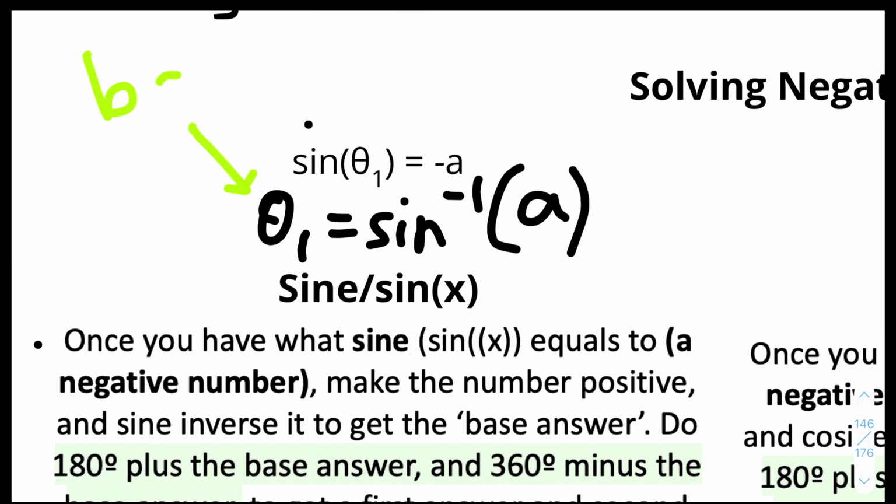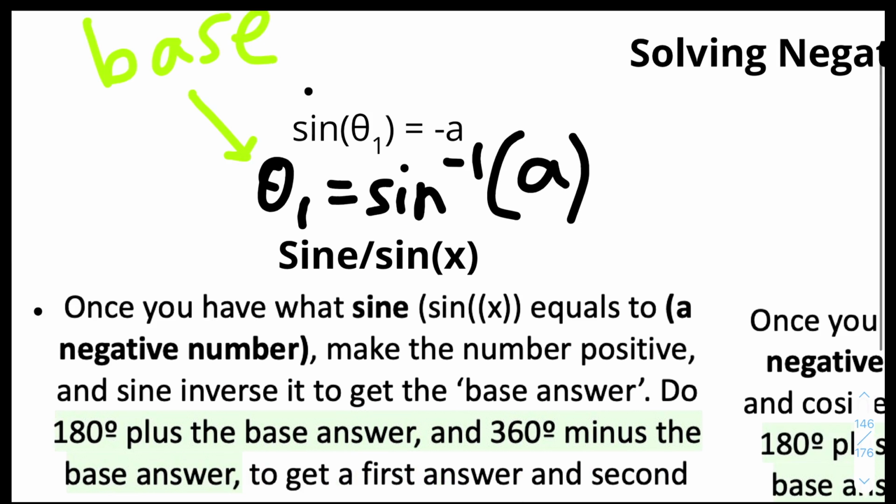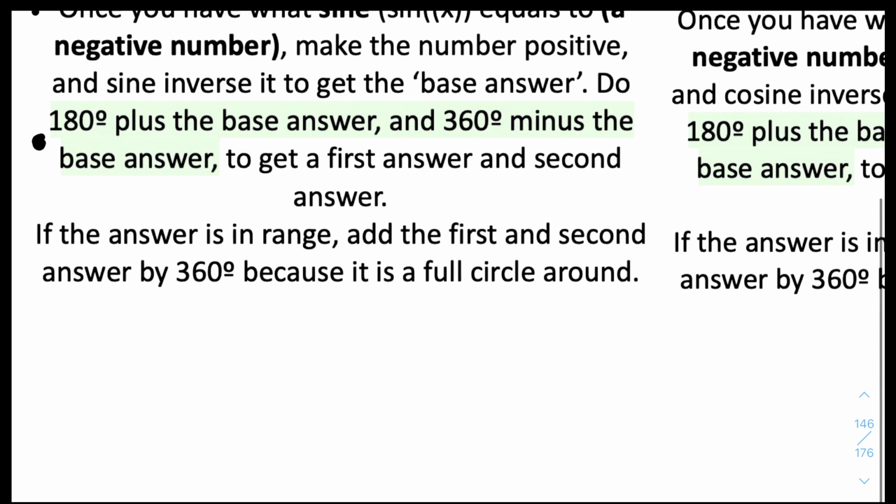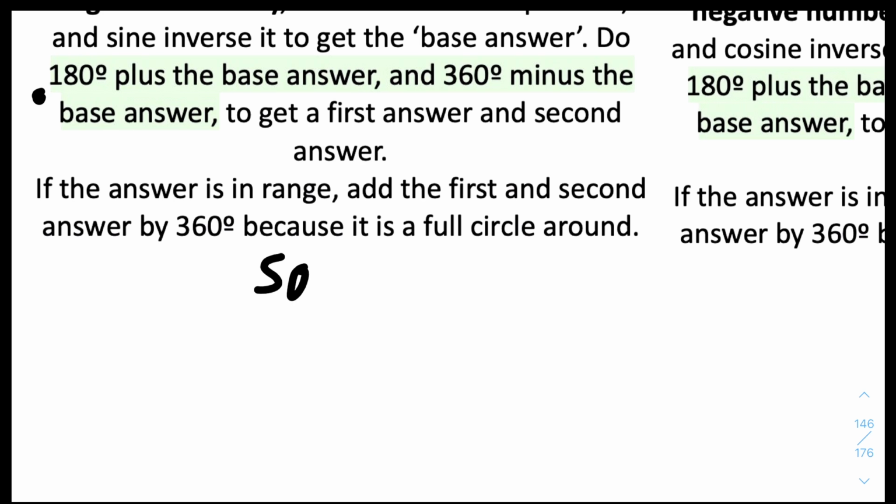I like to call it base because it's much simpler to understand, a base number, theta 1. So once you have the base answer, you do 180 plus the base answer and 360 degrees minus the base answer to get a first and a second answer respectively. So in simple terms, I'll just write it out.